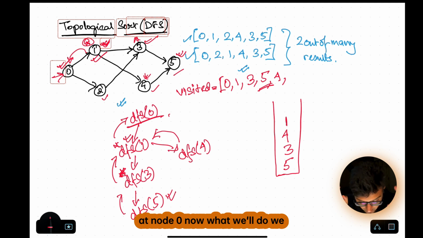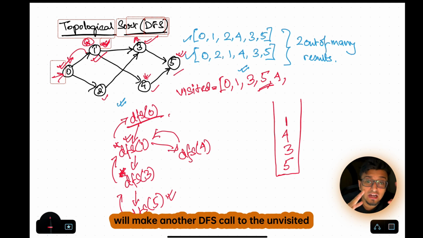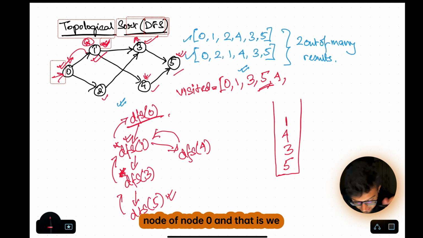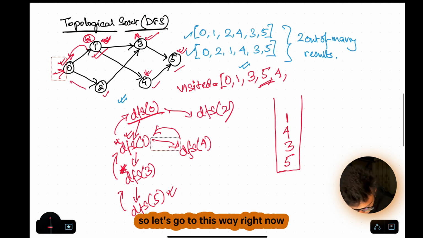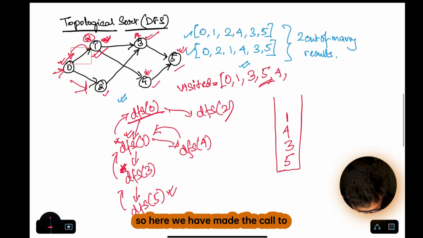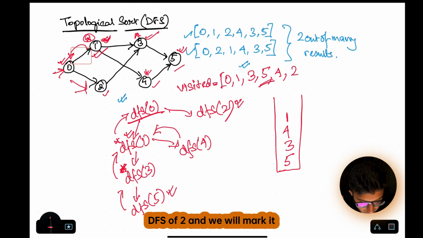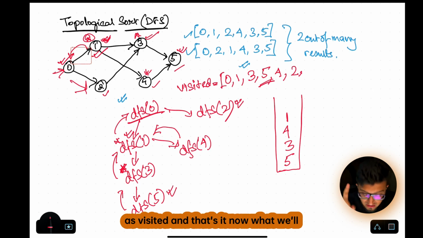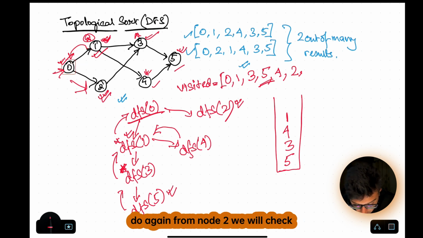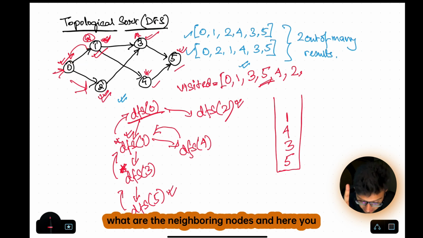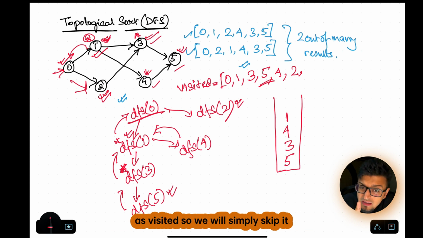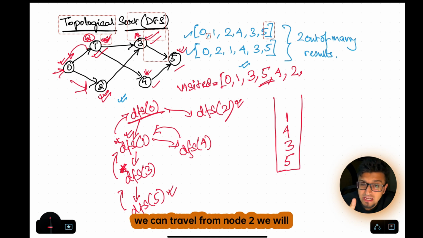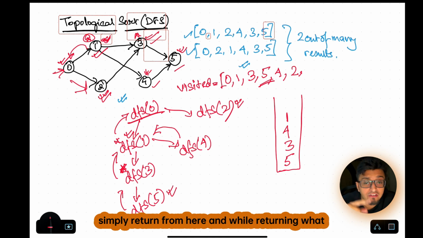Now we will make another DFS call to the unvisited node of node 0, and that is node 2, so we will make the call to DFS of 2. So let's go this way right now. Here we have made the call to DFS of 2 and we will mark it as visited, and that's it. Now from node 2, we will check the neighboring nodes, and here you can see we have node 3, but it is already marked as visited. So we will simply skip it, and since there are no other nodes that we can travel to from node 2, we will simply return from here.